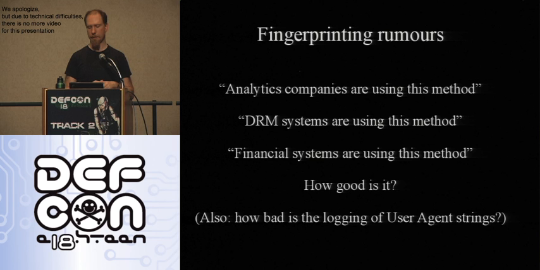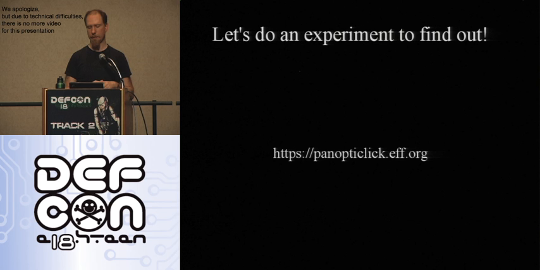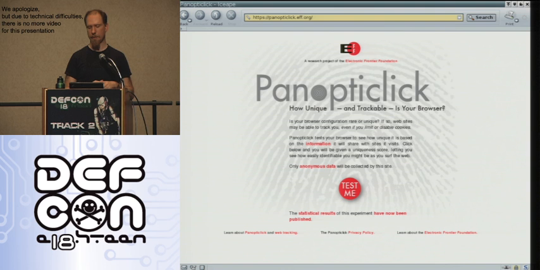And we were also worried about a more mundane question, which is every single time you go to a website, almost all websites are configured to log your browser's user agent string. And we were wondering how much of a problem that was. So we decided to get some numbers to find out. So we put up this little website, panopticlick.eff.org. And if you went to that website, or if you still go there, you see a page like this that tells you what's going on and then gives you a little button you can click if you want to be part of the experiment.